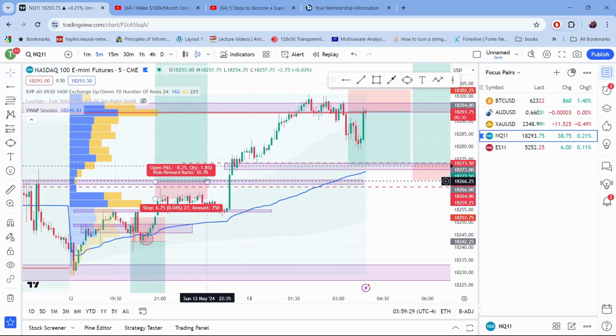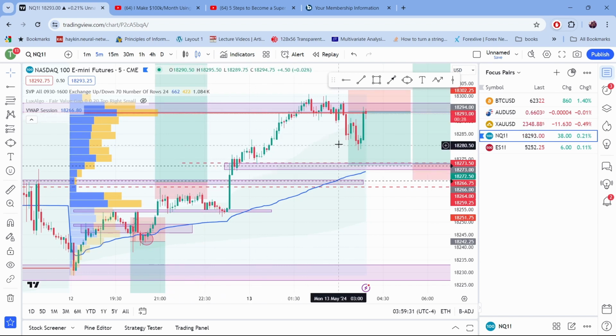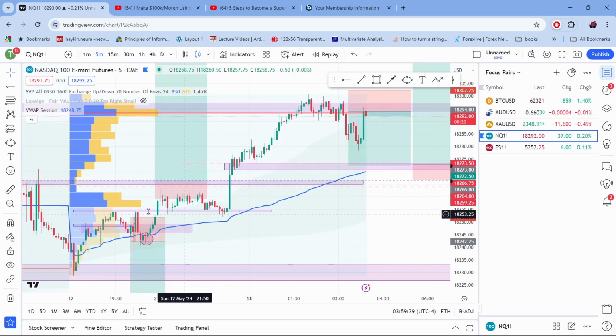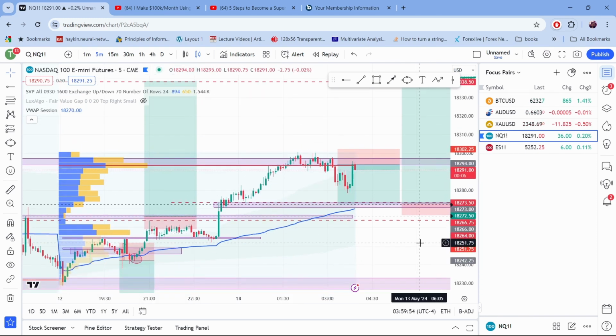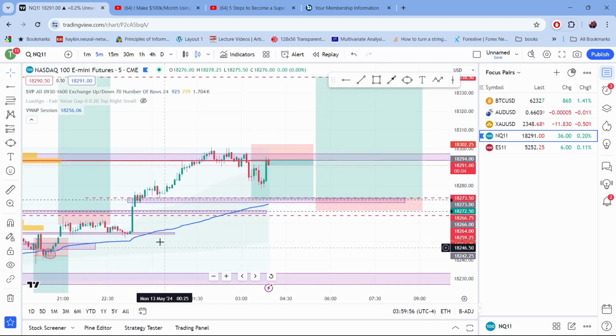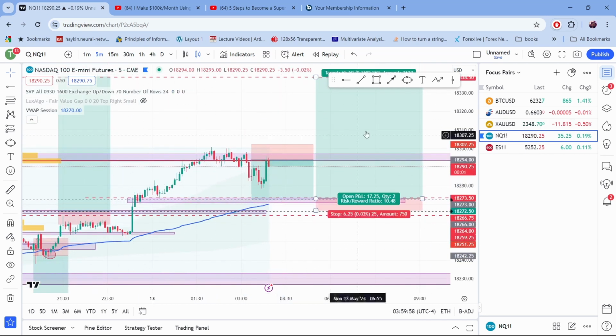Otherwise I would have gotten into a position for that continuation move upwards, because we did get this bullish candle pushing above this area, showing that buyers are in control of this market right now. We are going to see more buy side aggression, which we did see coming into play here. We have a lot of volume in this area now, this becoming a new area of interest where we're seeing liquidity.